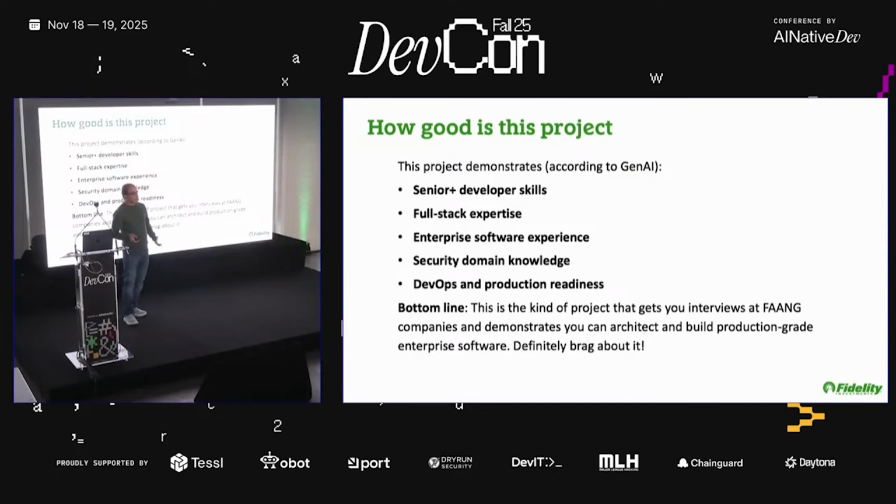Now, I was also interested to know, okay, how good is this project? It's beyond the number of lines of code. So I asked Copilot, just another model, hey, look at this particular repository and tell me how good is this project. So this is exactly cut, copy, pasted from my Copilot to my slide. It says, this particular project needs senior plus developer skill with full stack expertise, with enterprise software experience, security domain knowledge. And the bottom line is, this is the kind of project that gets you interviews at FANG companies and demonstrate that you can architect and build production-grade enterprise software.